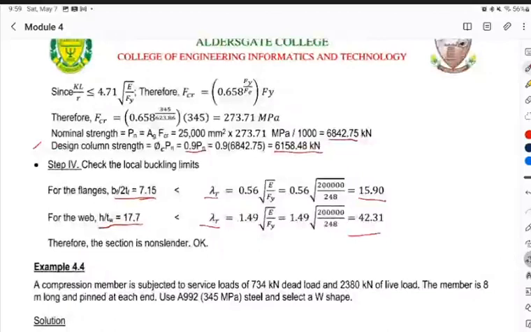So, since both width to thickness ratio is less than lambda r, we therefore conclude that the section is non-slender, so that local buckling will not govern the column strength. So, okay na siya.